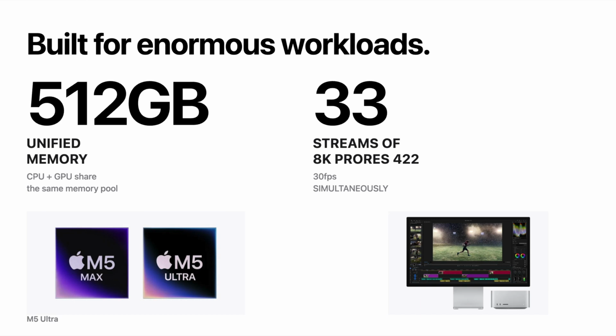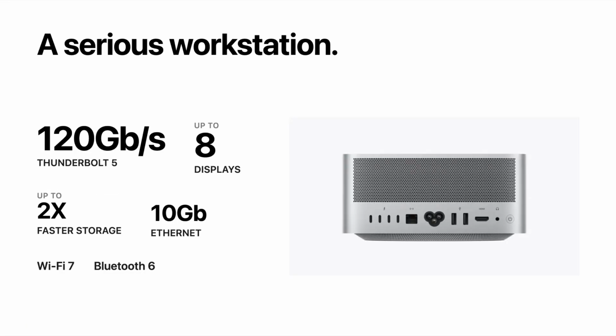According to Apple, M5 Ultra can simultaneously play back up to 33 streams of 8K ProRes 422 video at 30 frames per second. 33 streams of 8K video at the same time. For massive Final Cut Pro projects, multicam productions, and professional film workflows, that's an extraordinary amount of performance from one desktop. Storage has received a major upgrade too.